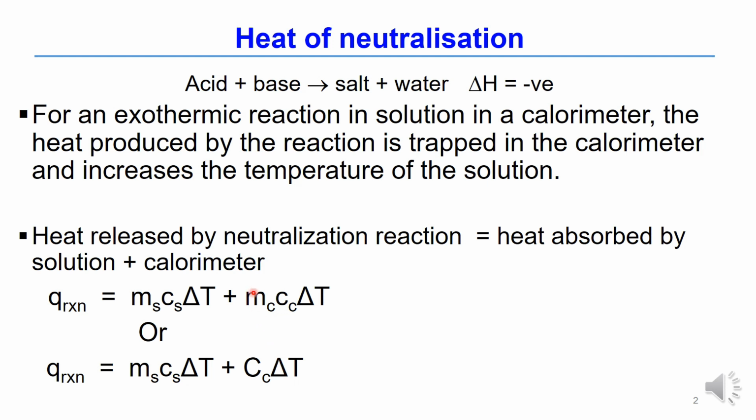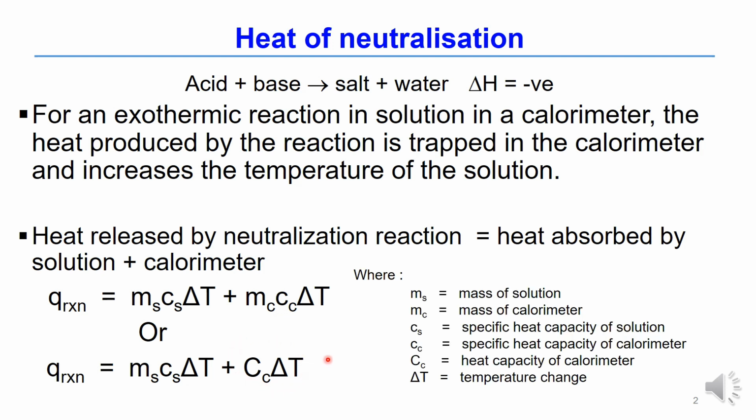The difference between these two formulas is that for the solution it is the same. We use mc delta T, but the difference is for the calorimeter. It depends on the question given, whether the question gives the specific heat capacity of the calorimeter. Then we can use the formula mc delta T. If the question gives the heat capacity of the calorimeter, then we can use C delta T. So this represents the formula.